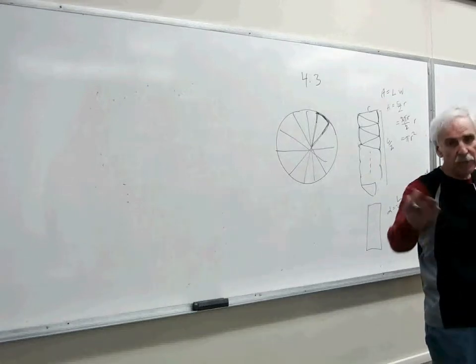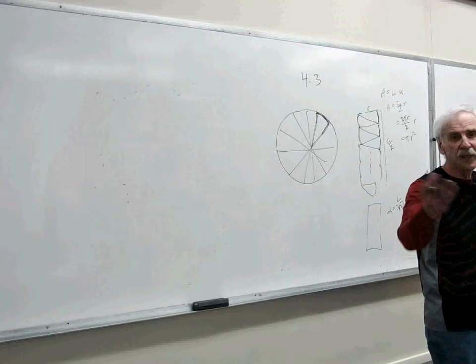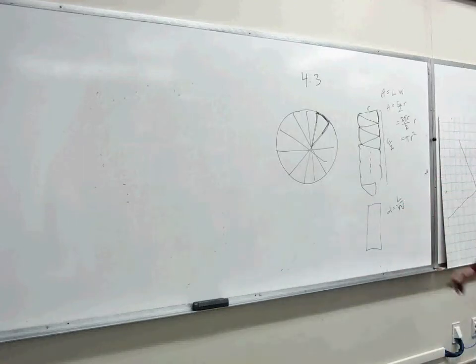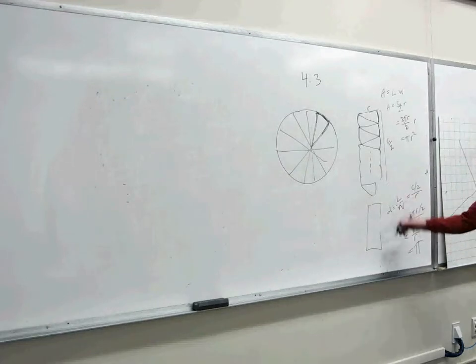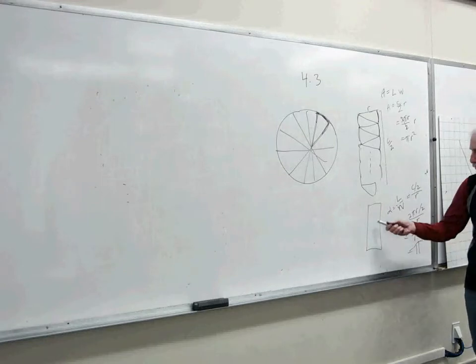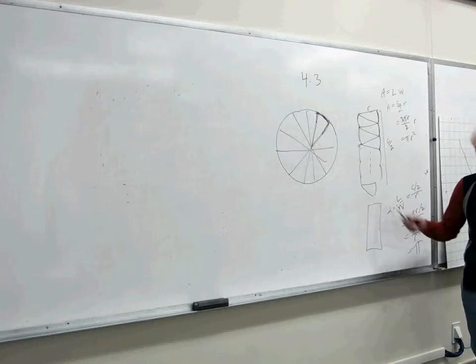The aspect ratio of an old-time computer monitor is 4 to 3. I don't know what the new ones are. Anyway, so this has an aspect ratio. It's the length divided by the width. Well, what's the length? The length is the circumference divided by 2, and the width is the radius. The circumference is 2 pi r, divided by 2, over r, which is pi r over r, which is pi. The aspect ratio of this rectangle is pi. It's pi times longer than it is wide.